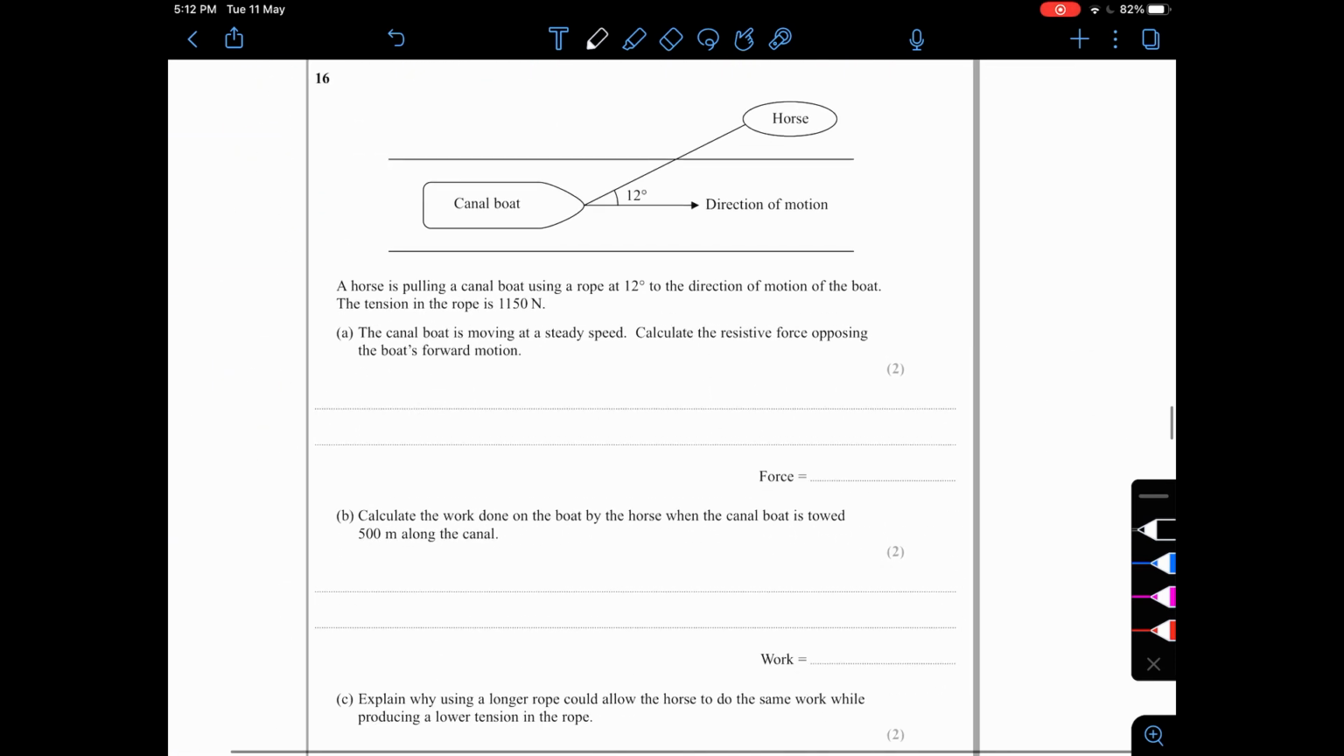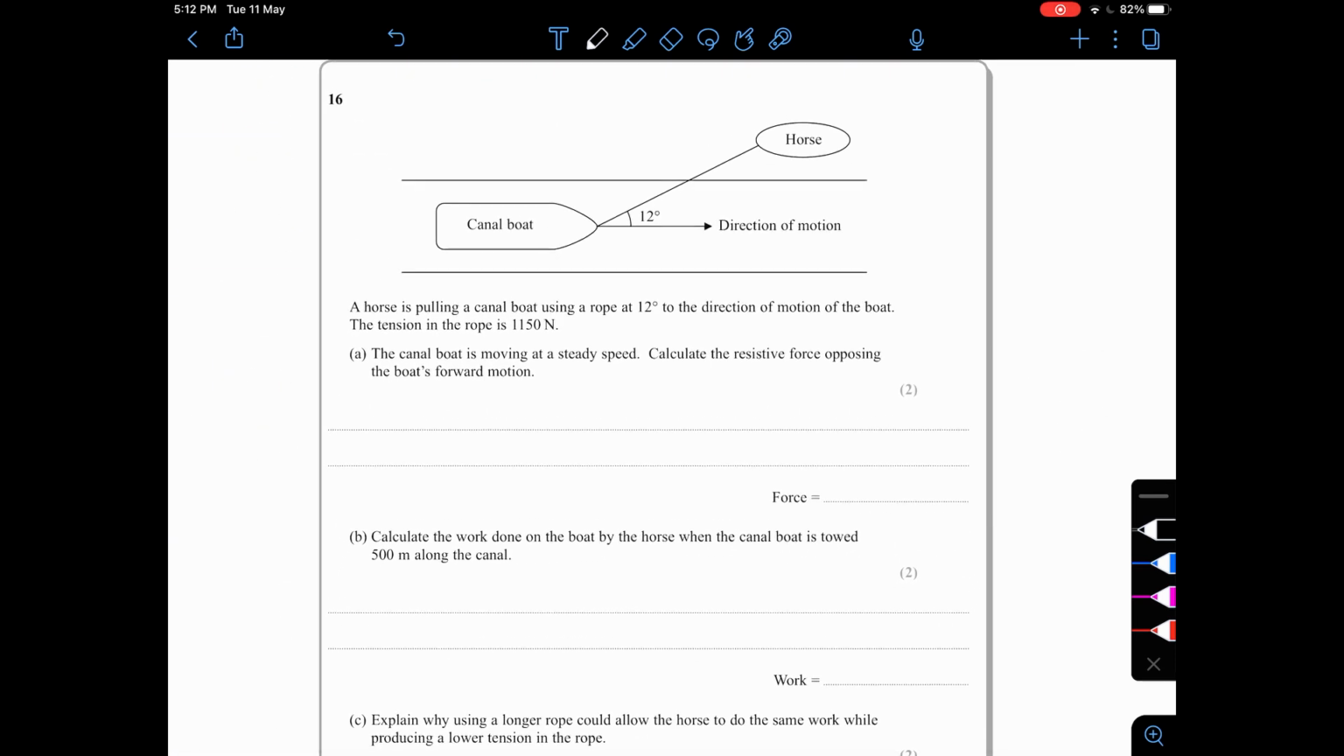So question number 16. A horse is pulling a canal boat using a rope at 12 degrees to the direction of motion, right? The tension in the rope is 1150 newtons. The boat is moving at a steady speed. Calculate the resistive force opposing the boat's forward motion. Now, that's a mouthful, isn't it?